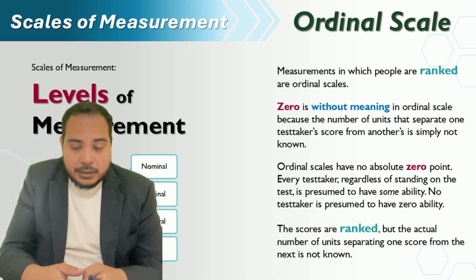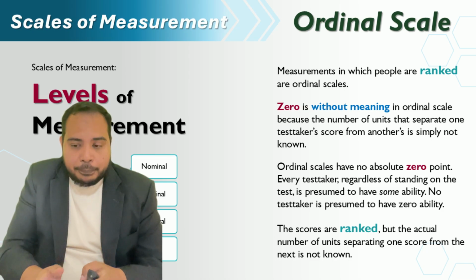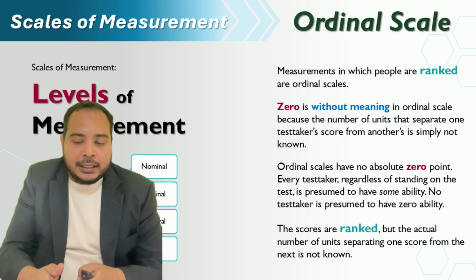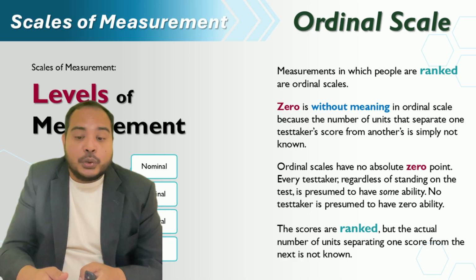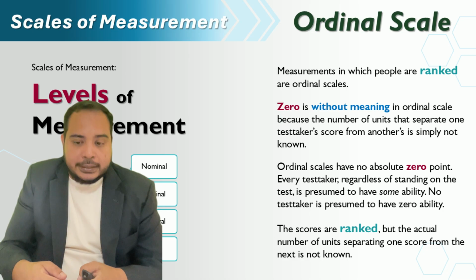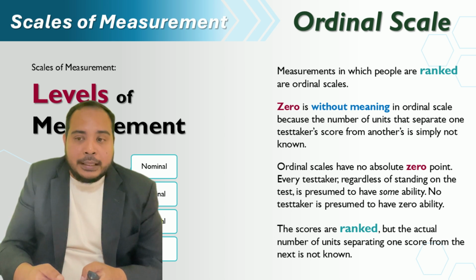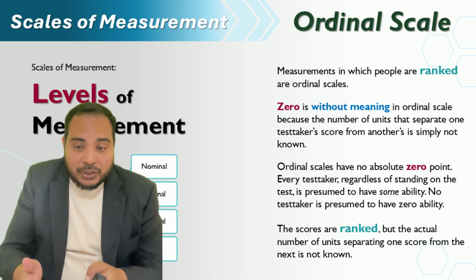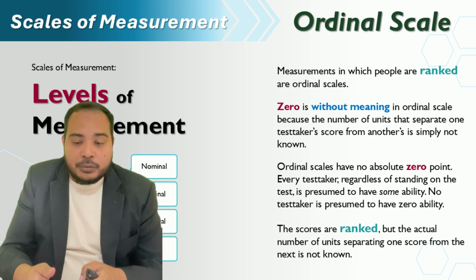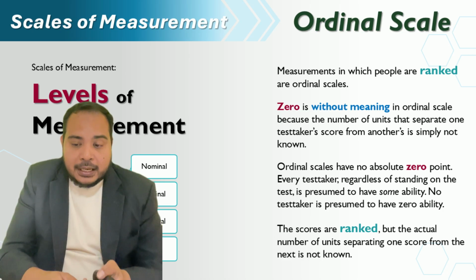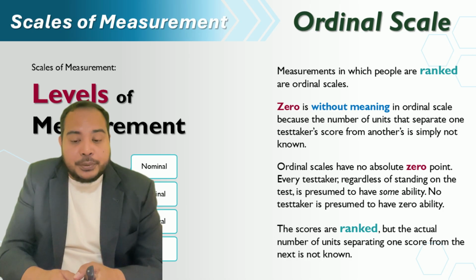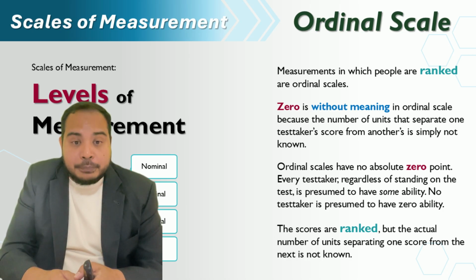In ordinal scale, the number of units that separate one test taker score from another is simply not known. We do not know the differences. So ordinal scales have no absolute 0 point. Basically, if they score 0, it doesn't mean that the attitudes or the personality traits do not exist in the person. That's why I mentioned a 0 without meaning. Every test taker, regardless of standing on the test, is presumed to have some ability. No test taker is presumed to have 0 ability.